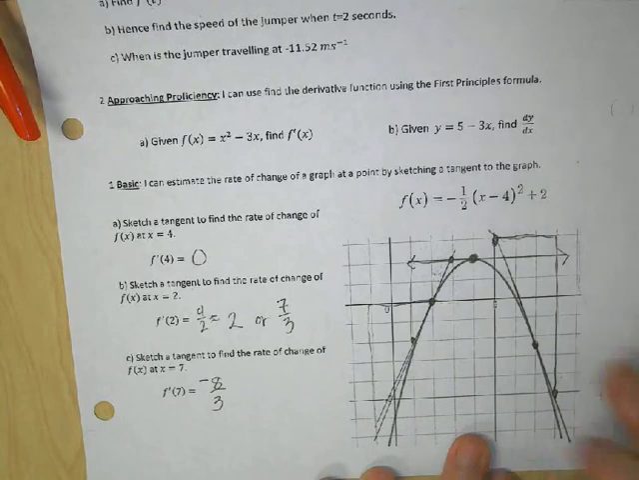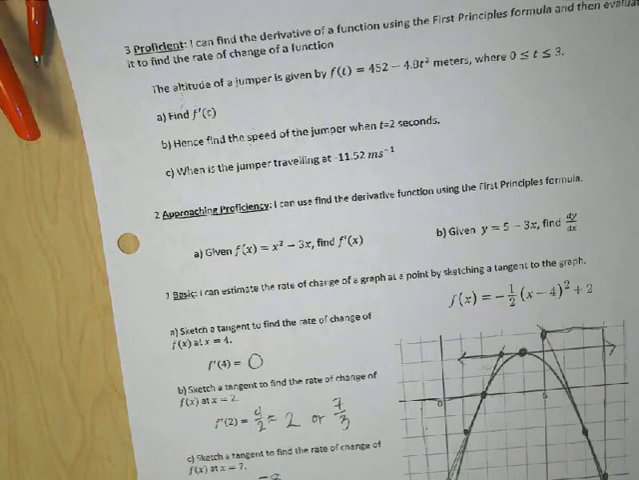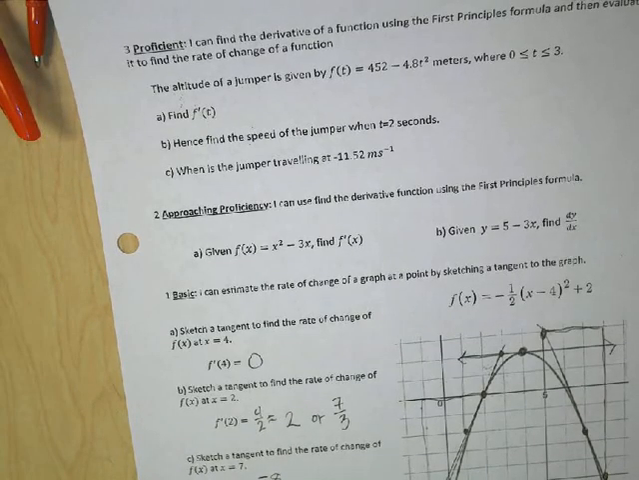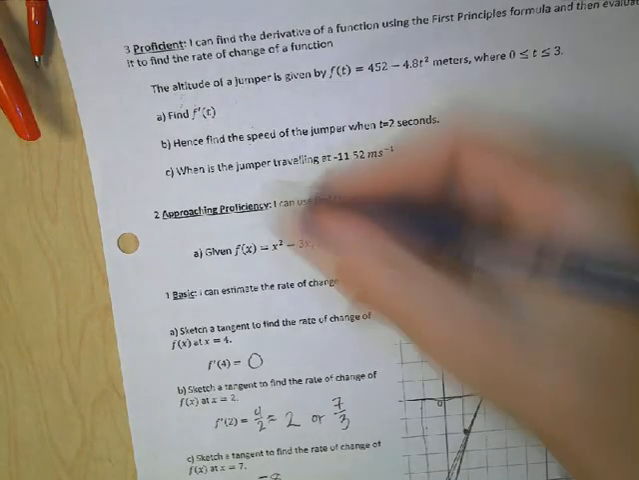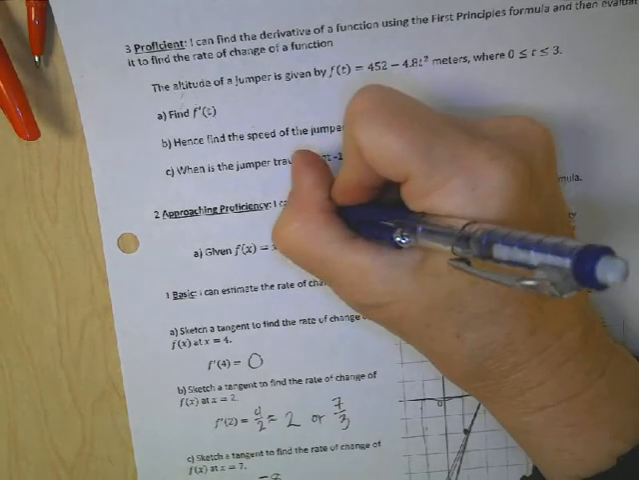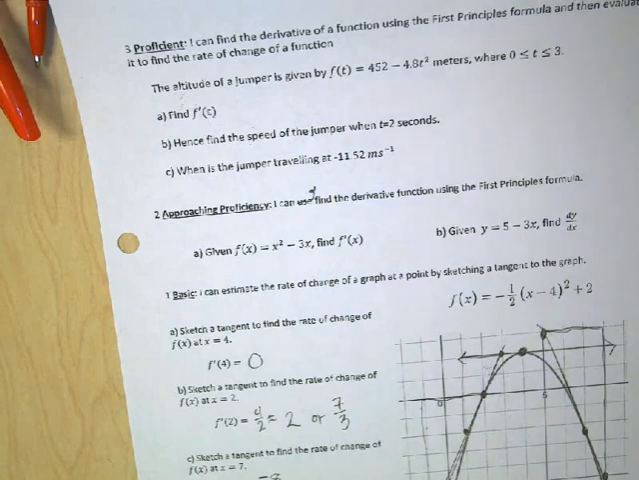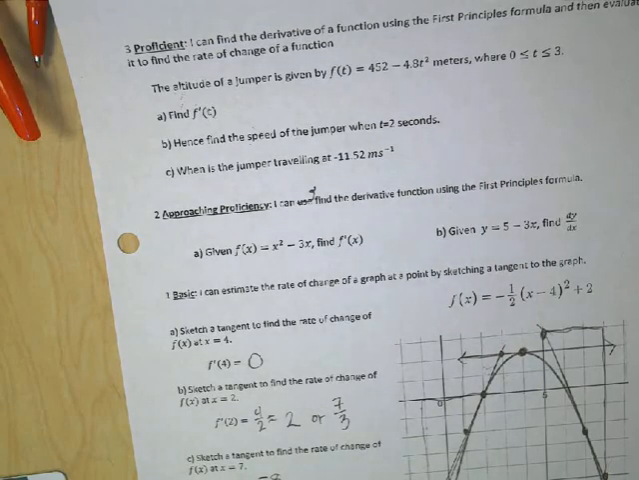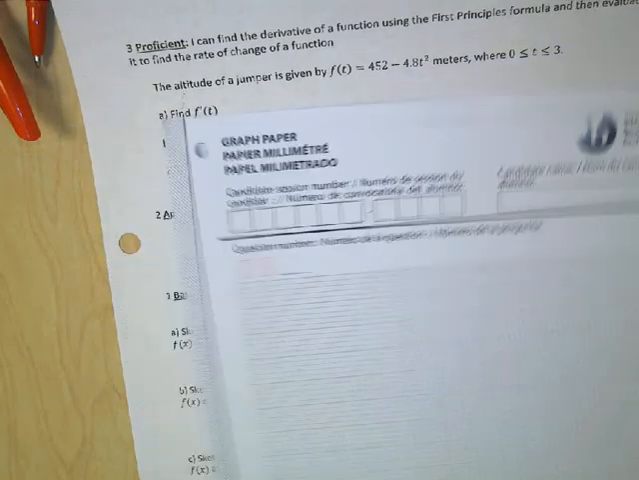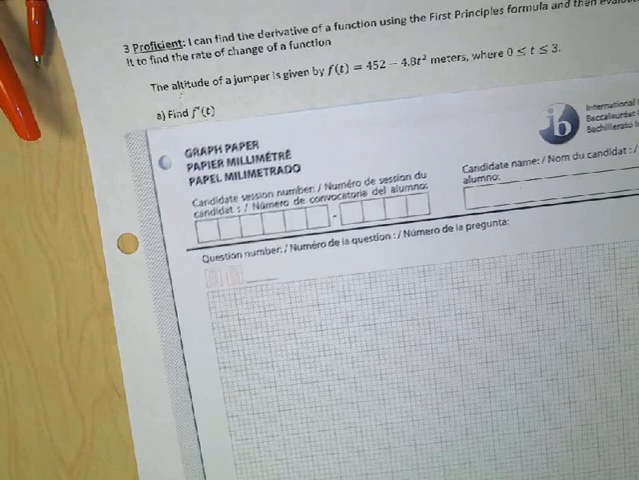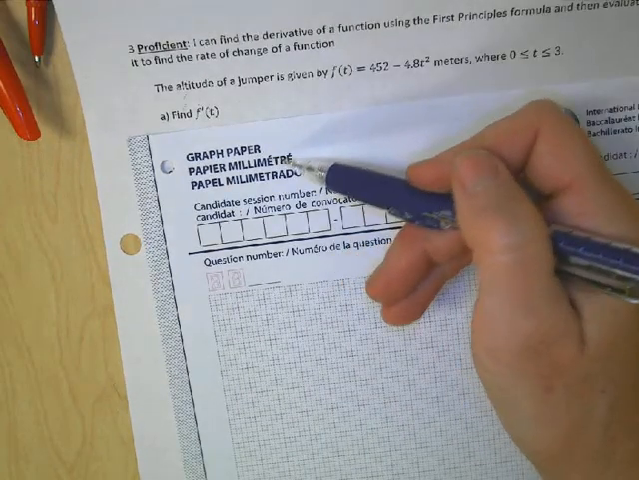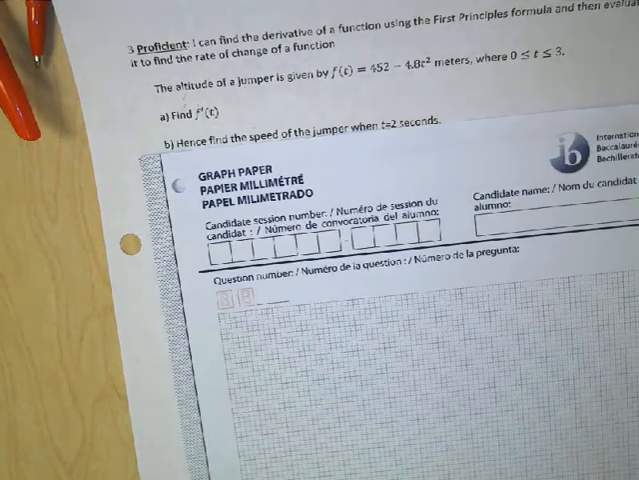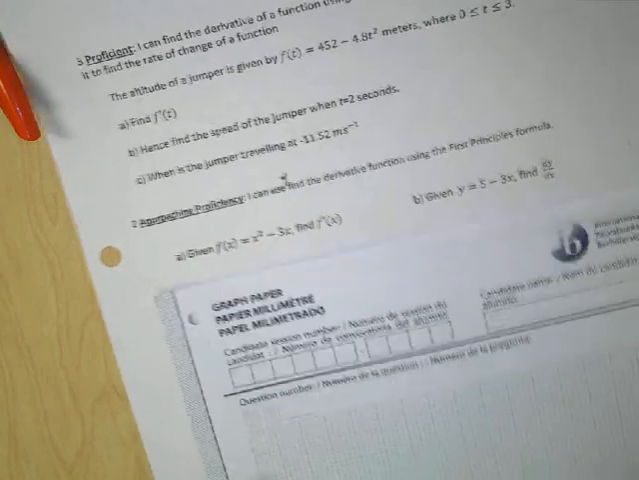Okay, next, level 2, I can find the derivative function using the first principles formula. Sorry about that typo there. All right, so now we got to do the work. So I'm going to get another piece of paper. By the way, this is official IB paper. Ooh, pretty cool. Graph paper. Papier, whatever. Okay, different languages. All right, so I'm going to go ahead and copy this over here.